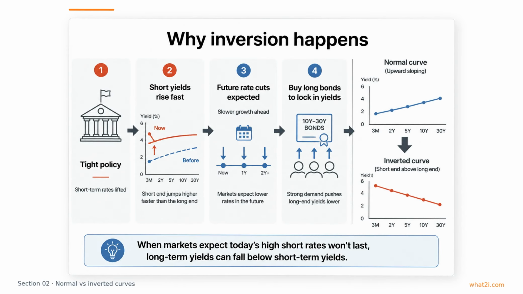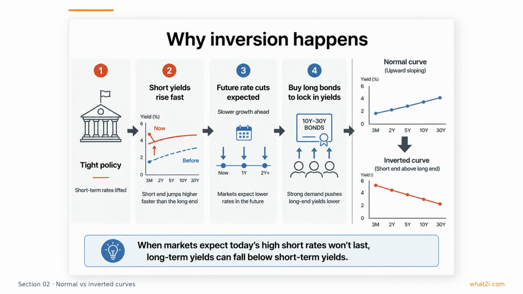Inversions usually form through a combination of current policy and future expectations. The central bank raises short-term rates, and yields at the front end respond quickly. At the same time, investors may begin to expect slower growth, lower inflation, and eventual rate cuts. That expectation can pull down yields on longer maturities, especially if buyers want to lock in those yields before rates fall. Strong demand for long bonds can reinforce the move by pushing long yields even lower. The result is a curve that flips from its normal upward slope into a downward one.